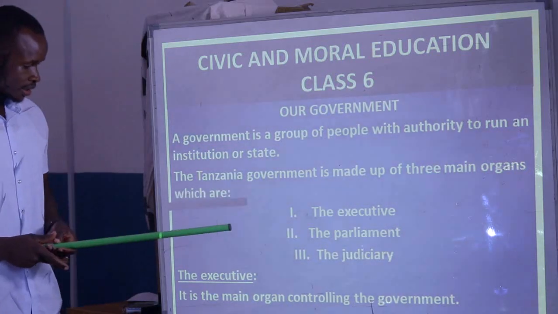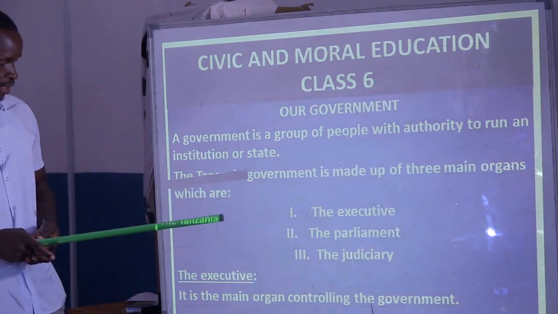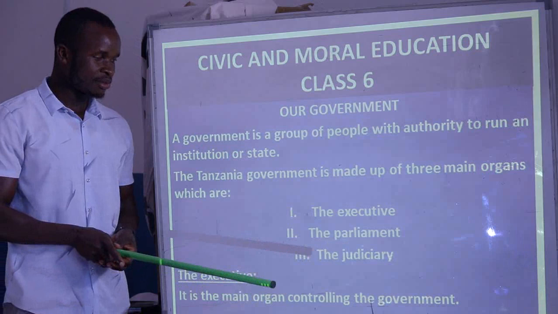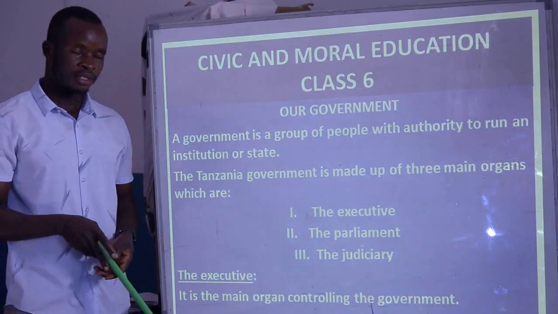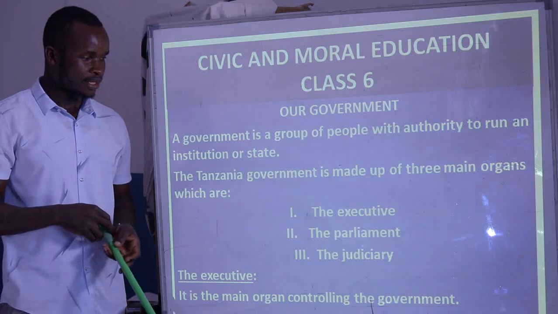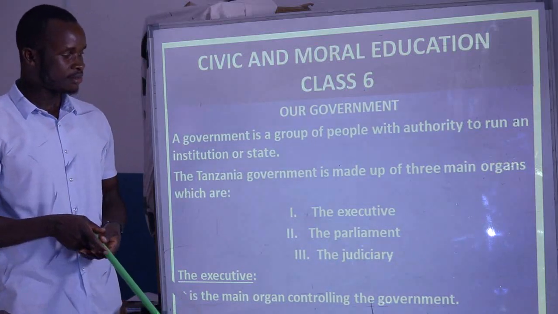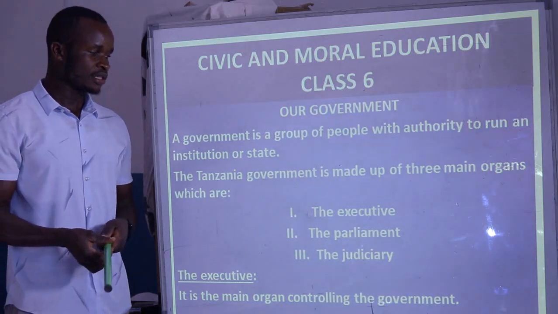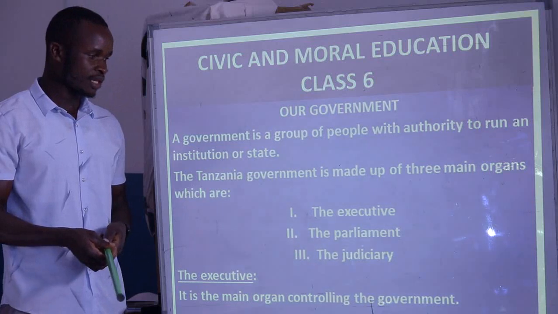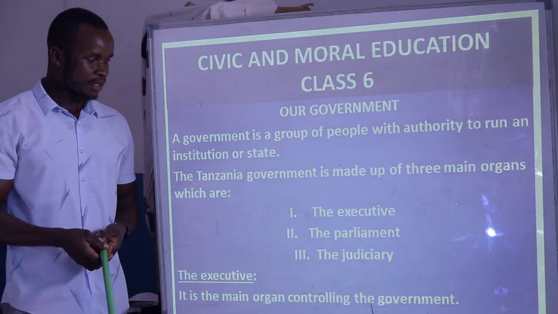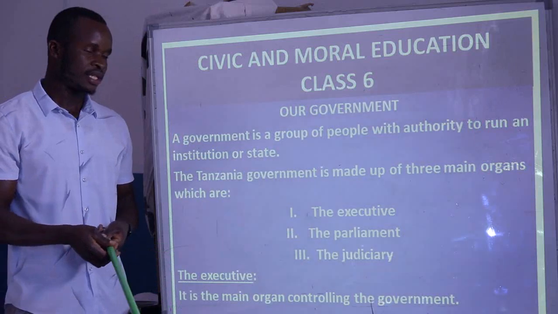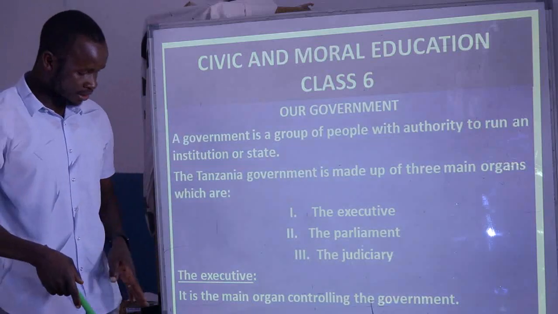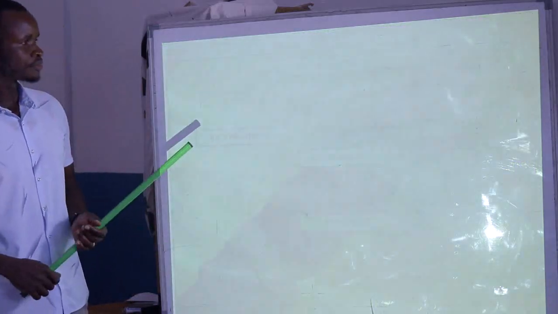Okay, starting with the executive. Executive is the main organ controlling the government simply because it is the organ having the highest state leaders. It has the president, the vice president, the prime minister, and it also has the president of Zanzibar as part of the executive. Then it also has the cabinet. The cabinet is made of the ones that we'll be discussing in the next slide. So it is the main organ controlling the government.